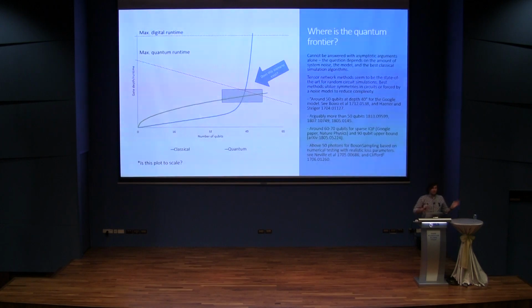Okay, but roughly the answer is still around 50 qubits. That's essentially the answer, give or take what type of gates you choose and what the depth is. Around 50 qubits, around depth 40. That seems to be roughly where things begin to get really hard for classical computers.